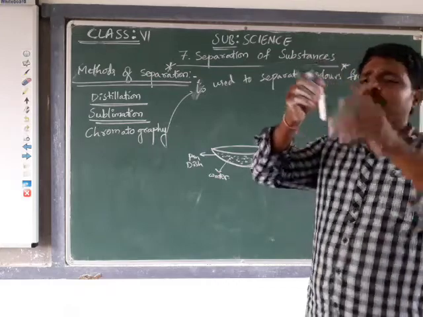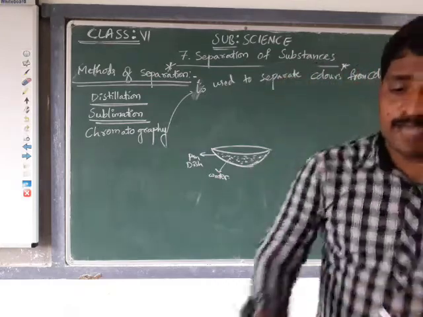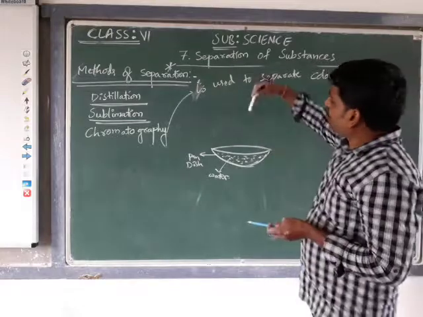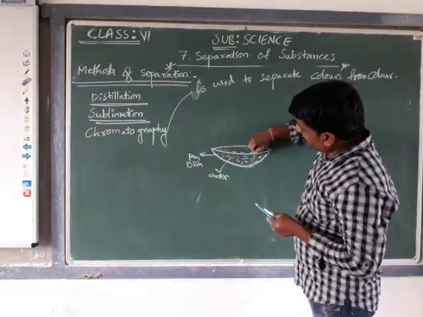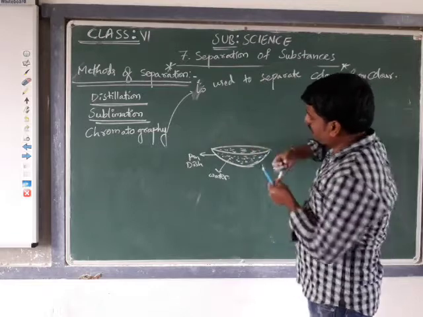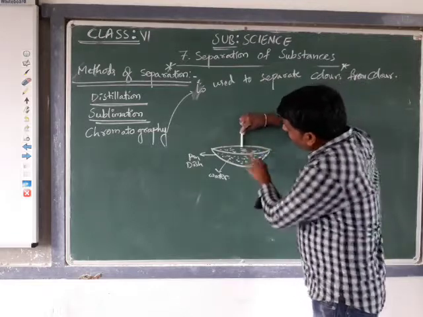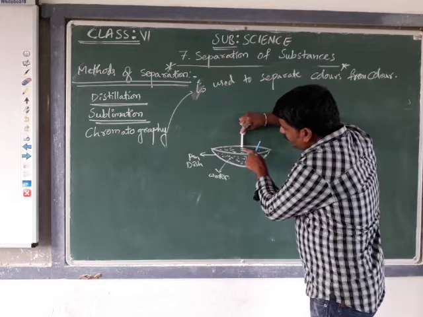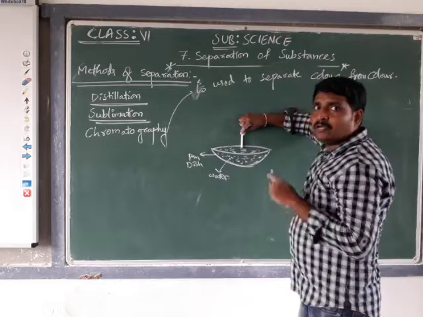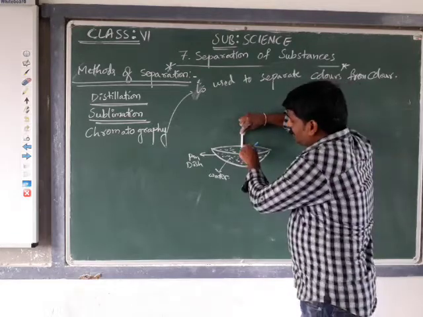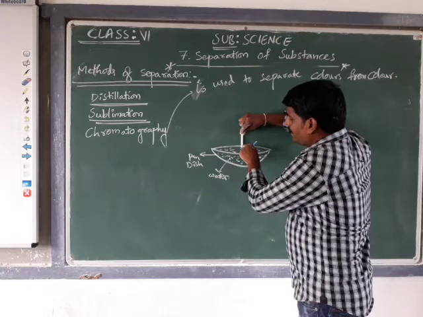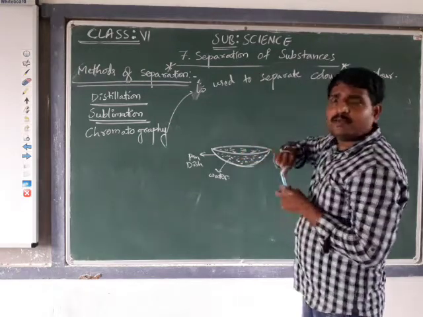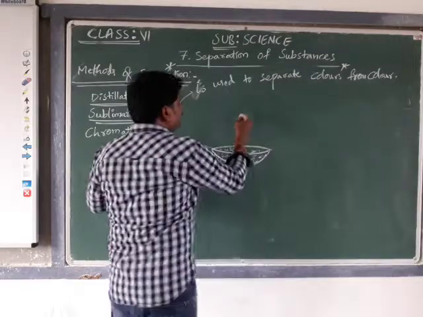We draw the line with the marker just above the bottom of the chalk piece, and we have to insert this chalk piece. We have to keep this chalk piece in the water of this dish or pan such that only the tip of the bottom is going to touch the water. Note that the colored mark, the rounded mark made with the marker, should not touch the water. You have to take note of that.